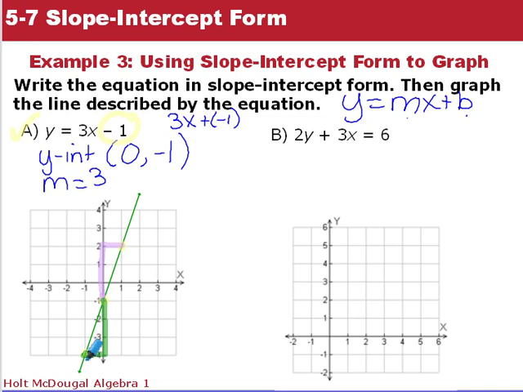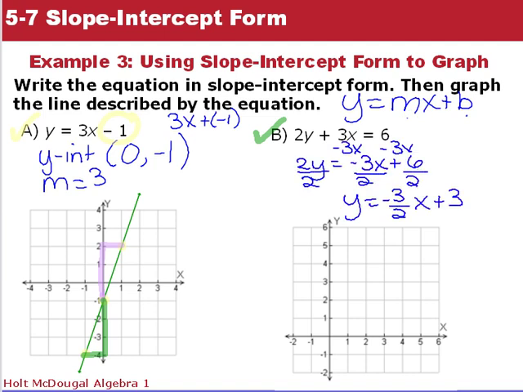Let's look at our second example, 2y plus 3x equals 6. This is not in that form, so we need to solve this equation for y. We have to subtract 3x from both sides, giving us 2y equals negative 3x plus 6. Divide every term by 2. So our equation becomes y equals negative 3/2 x plus 3.